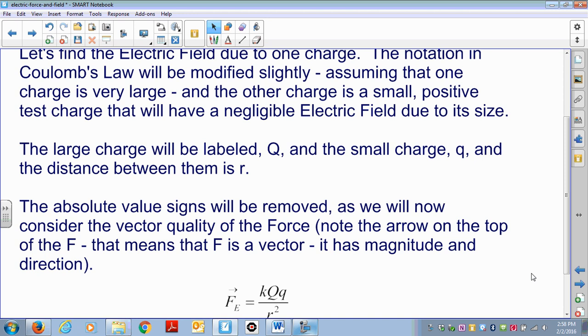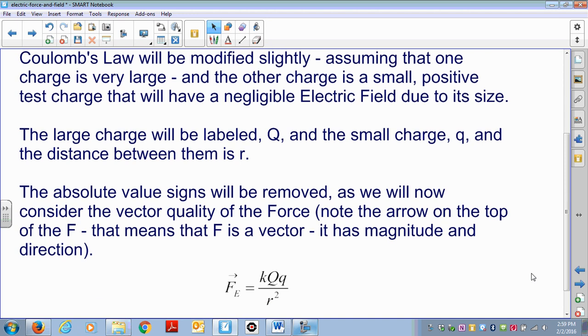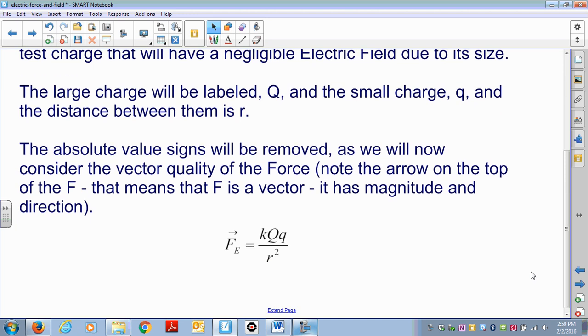The absolute value signs will be removed as we will now consider the vector quality of the force. Note the arrow on the top of the force, that means vector. It has magnitude and direction. Of course, they're not giving you the direction here, so we will go ahead and put one in as r hat.